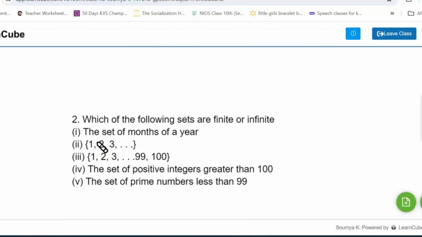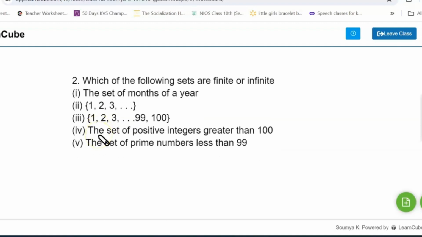Which of the following sets are finite or infinite? You have to find out which are finite and infinite. So we know the definition of finite: finite is with a finite number of elements. Infinite means the number of elements goes to infinity. You don't know where it ends.